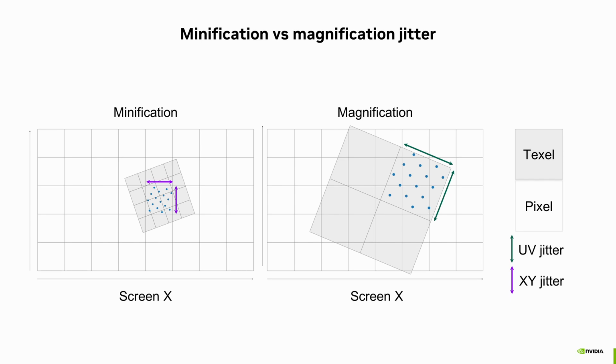Those two jitters are different in magnitude depending on the minification or magnification. When we minify, the UV jitter is negligible and the pixel space jitter covers many texel cells and dominates. Conversely, when we magnify, the pixel jitter is negligible and close to zero as compared to the UV jitter, which spans many pixels.